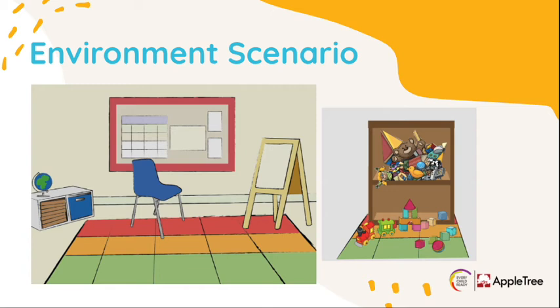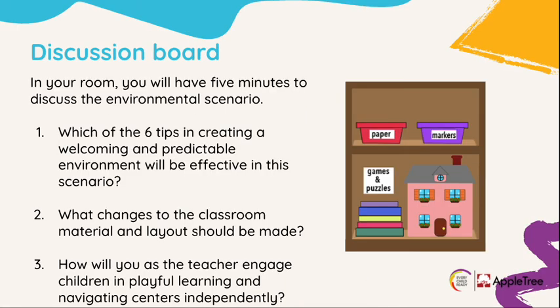Now, let's reflect. How can you use the 6 tips for a welcoming and predictable environment to engage children in playful learning and navigating the classroom independently during centers? As you post on the discussion board, think about these following prompts. Which of the 6 tips in creating a welcoming and predictable environment will be effective in this scenario? What changes to the classroom material and layout should be made? How will you, as a teacher, engage children in playful learning and navigating centers independently?